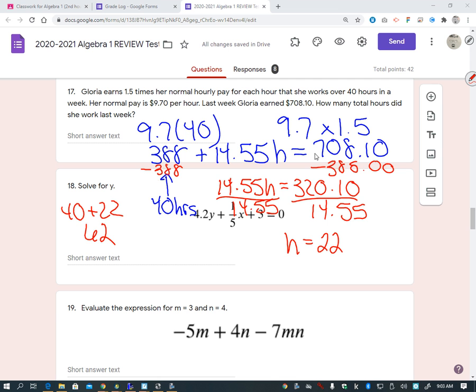So we could go a little bit further than that, and we could find out about how many hours she worked every day, right? What's 62 divided by 7? I know this isn't part of the question, but I'm curious. How many hours did she work every day if she made $708 in a week?